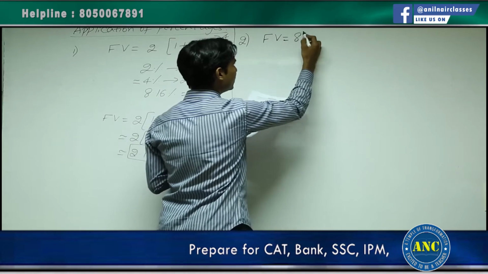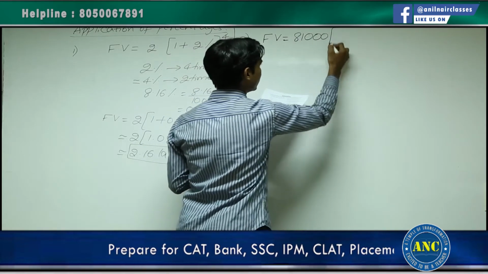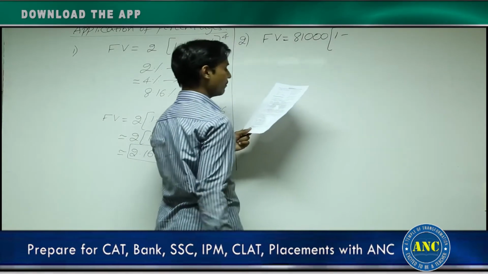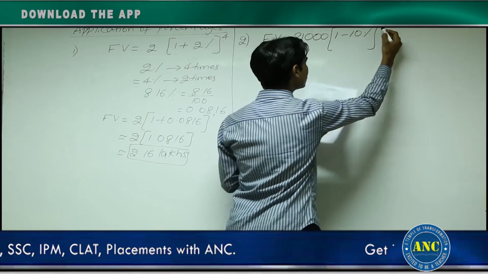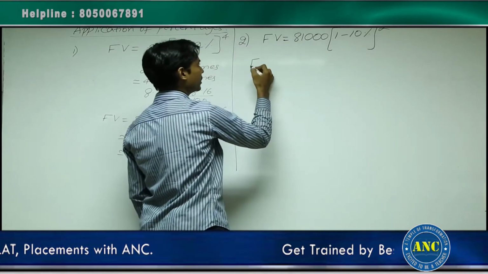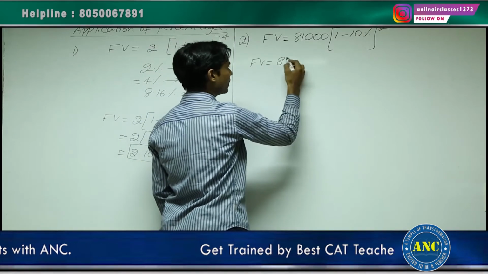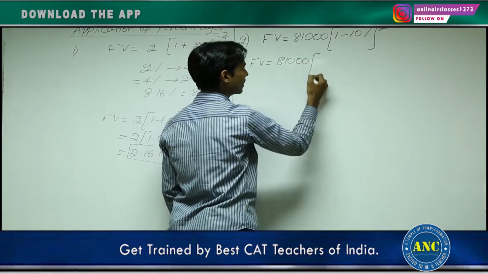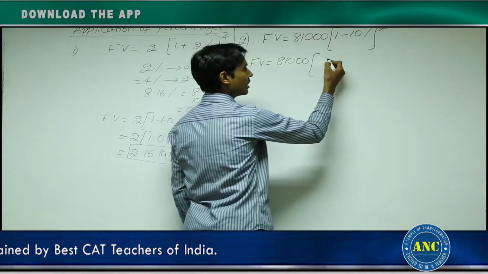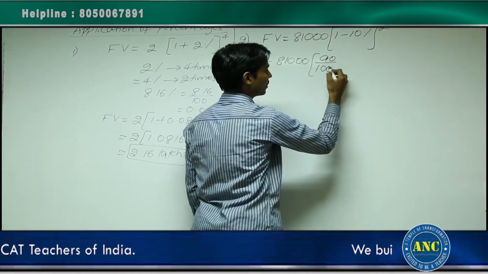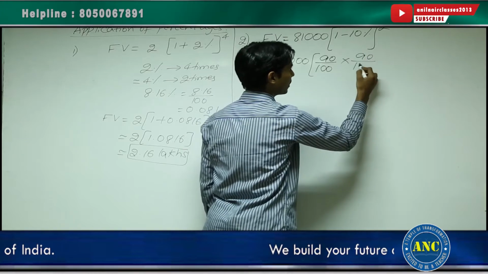Final value is, initial value is given as 81,000 into 1 minus, every year there is a decrease of 10%, and it is happening for how many years? 2 years. Because the power is 2, you need not apply that logic. Even if you apply that logic also, you will approximately get the same thing. This is 100% minus 10%, 90%. 90% is 90 by 100. It is whole square. 90 by 100 whole square.